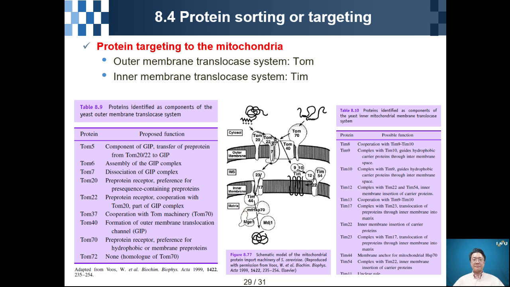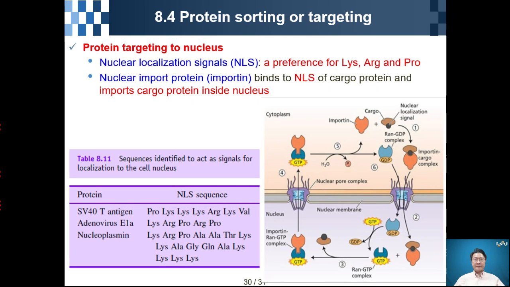Okay. So in this slide, I will explain protein targeting to the nucleus. The signal peptide for targeting protein to the nucleus, we call it the nuclear localization signal, or NLS. So NLS has a preference for lysine or arginine. These are positively charged, and additionally they have proline.